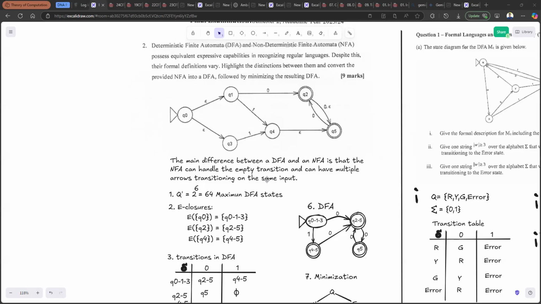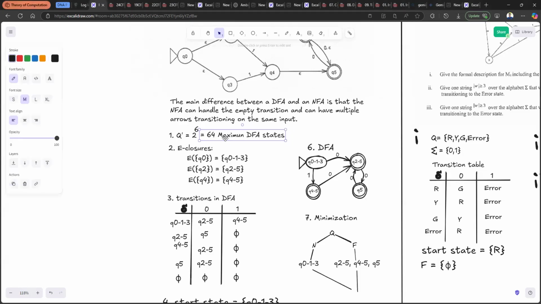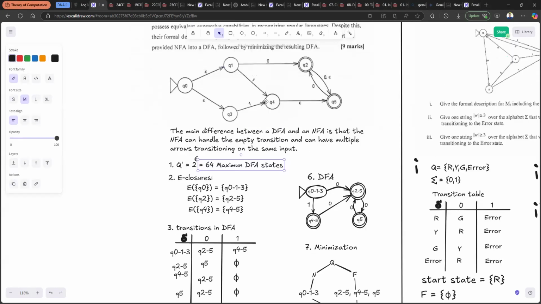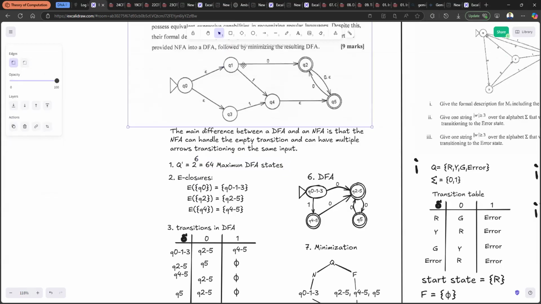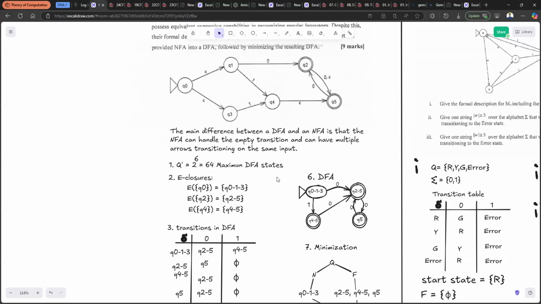And then to convert from an NFA to a DFA, we first have to find out the maximum amount of states we have, which is just 2 to the amount of NFA states. So in the NFA, we had 6 states, so it's 2 to the 6. And then we have to handle the E closures. So if we can transition on empty to another state, those 2 states, we have to merge them. Technically, we have to merge them.